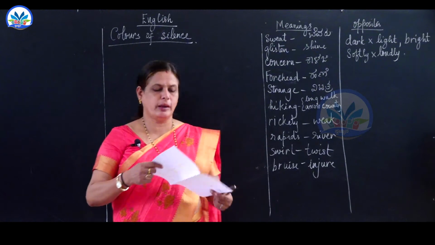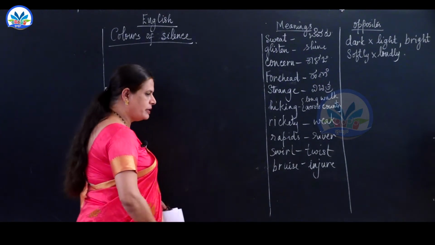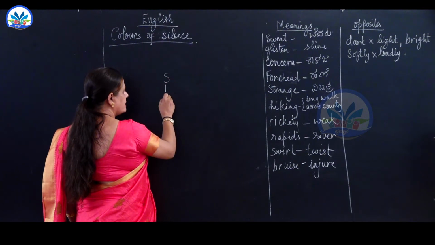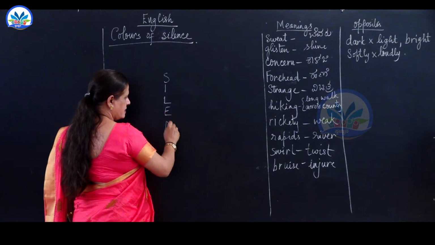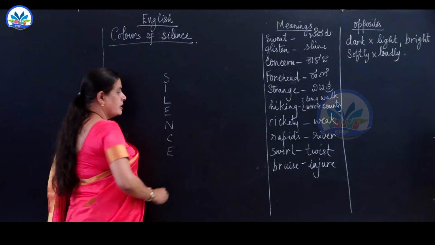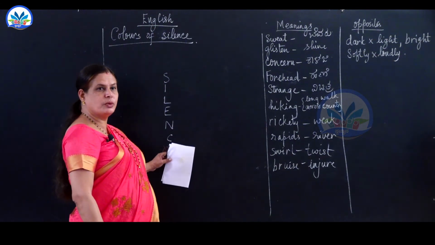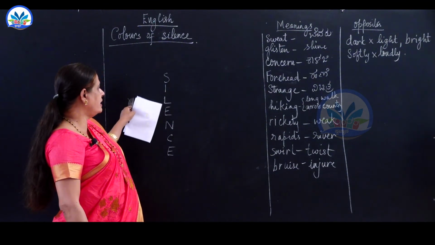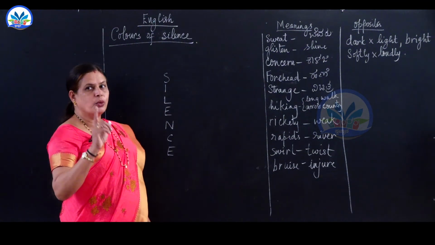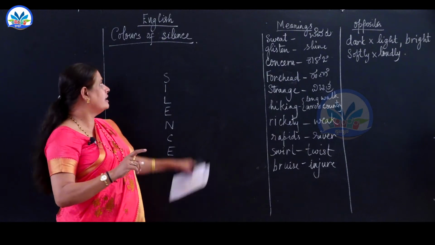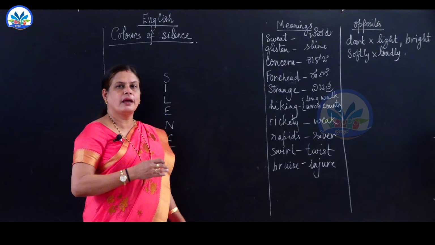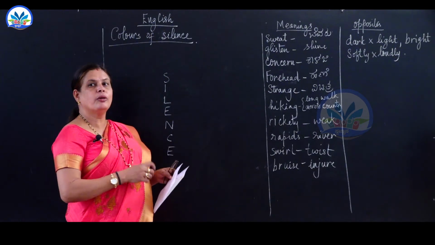It's about vocabulary. For example, if I give you a word, silence, using the word silence, you have to frame new words. The letters present here, S-I-L-E-N-C-E, this is a word which is going to come in our lesson, Colors of Silence. Now with this word, using the letters, we have to frame more words.